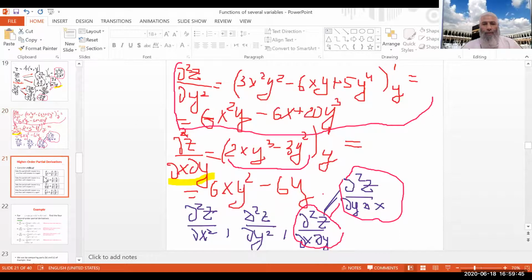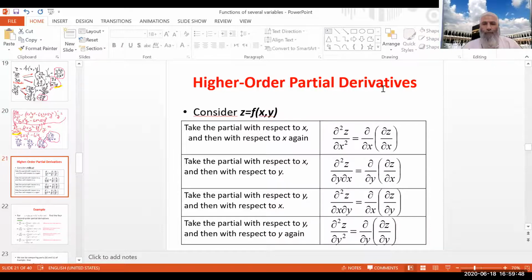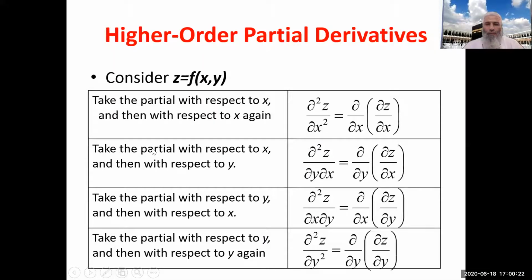Now he is saying higher order partial derivatives. Consider z equals f of x and y. Take the partial with respect to x and then with respect to x again. So this is d2z divided dx squared, which is the derivative with respect to x of dz dx.